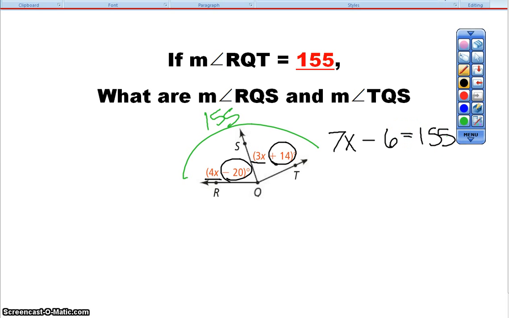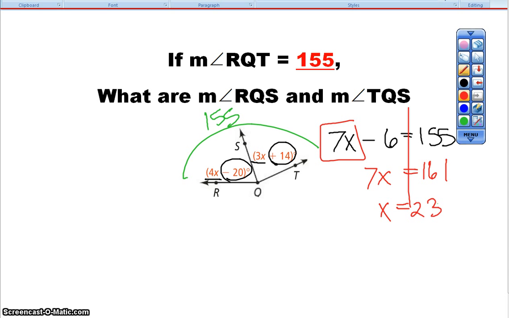Let's see if that pops up. Okay, so now you're going to box road and solve this. This should be pretty simple for you. You're going to add 6 to both sides to get rid of that negative 6. So you're going to have 7x equals 161. And then to solve for x, you're going to divide both sides through by 7. So x is going to be 23.